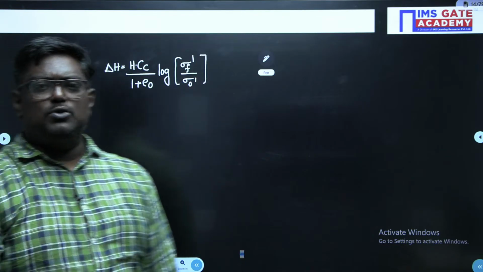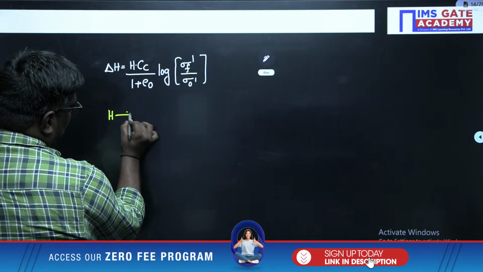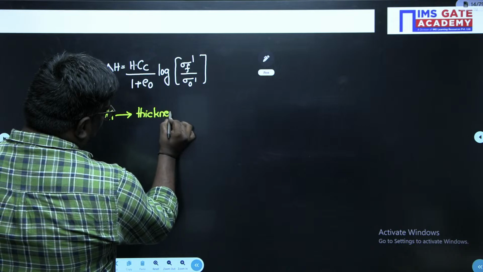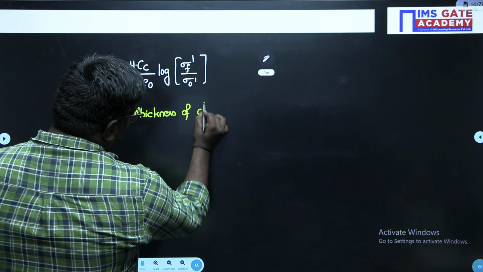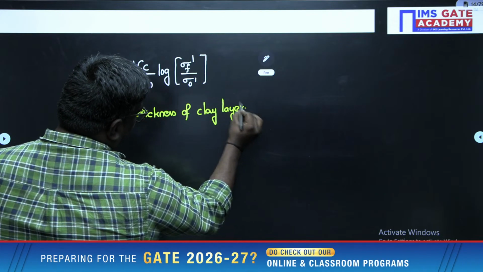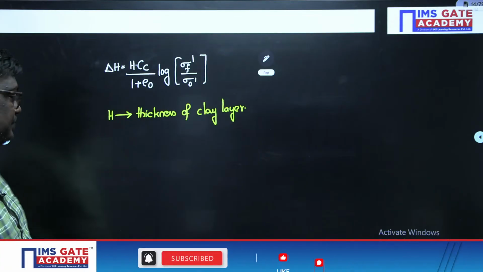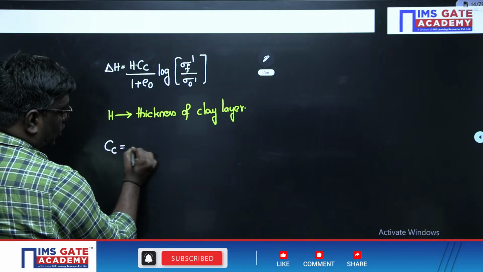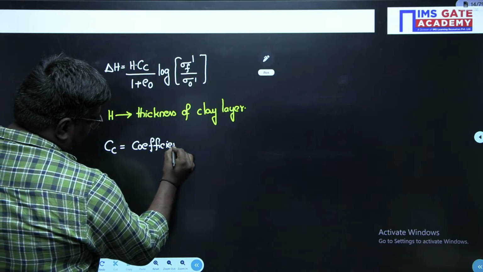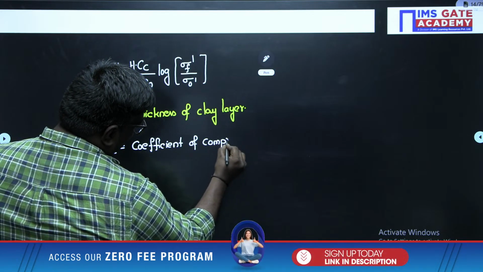Now the first and foremost point here is, what is H? H is nothing but the thickness of the clay layer. Got it, sir? Now how do you calculate Cc? Cc is the coefficient of compression index.